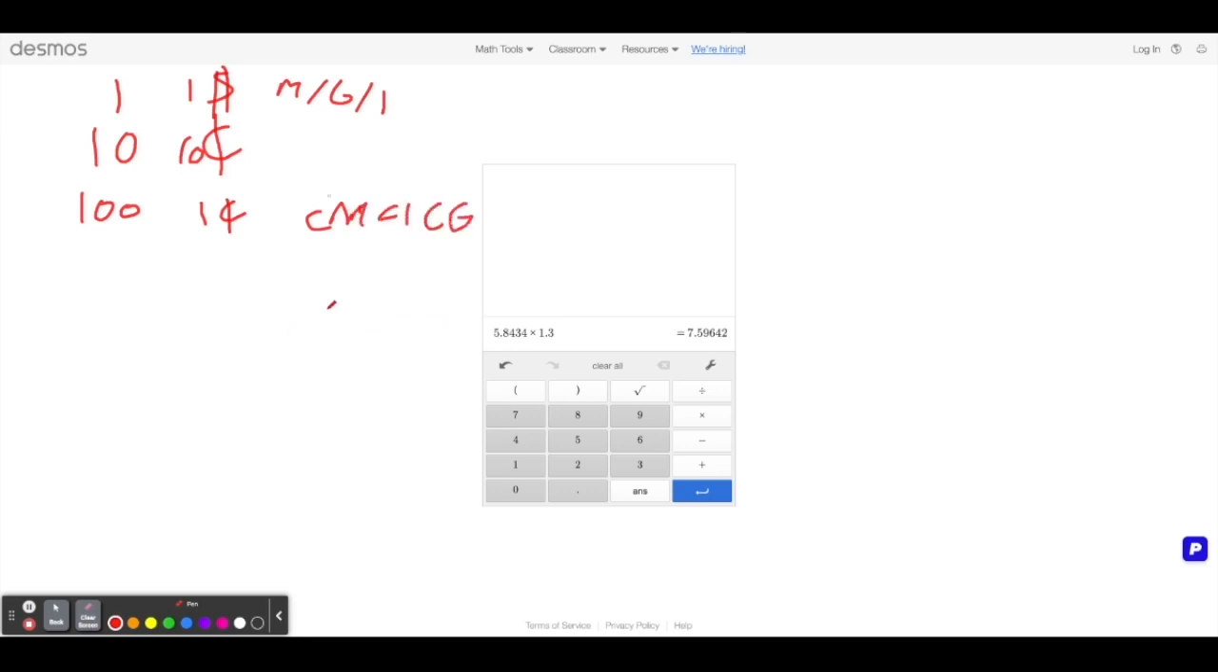However, say you have a dime and you need to convert it to money, to a $1 bill, then you'd have 10 cents to $0.1.